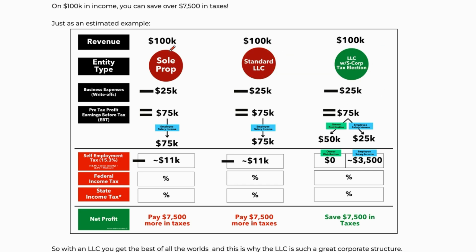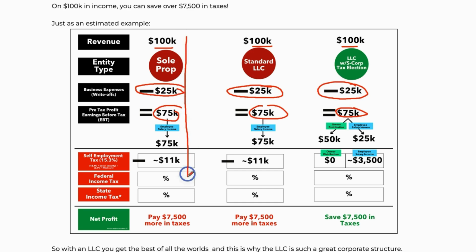And so let's say in all three examples, we have $100,000 in revenue, okay? They generated $100,000 in revenue. Let's say they had about $25,000 in business tax deduction write-offs, okay? So they, notebooks, computers, all of the stuff that we talked about. Okay, what they are left is their pre-tax profit, earnings before tax, which is $75,000 across all three of them, okay? Now, here's where it gets interesting.